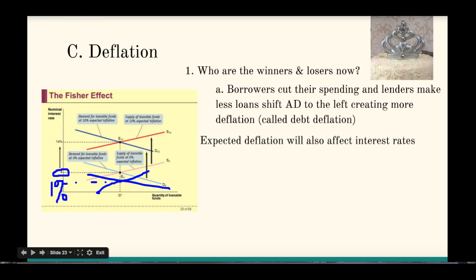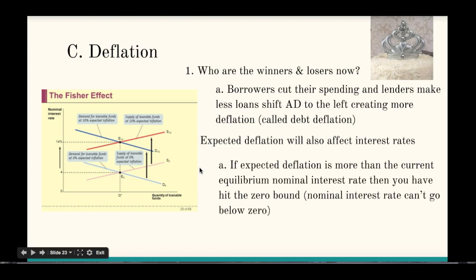Now we have a problem, because when deflation is more than the nominal interest rate, you've hit what we call the zero bound. The zero bound is this idea that we can't have interest rates go below 0%. We can't have a negative interest rate. That makes no sense. What does that mean? That a lender is going to give out a loan and also give out interest on that loan to the person they are lending it to? That makes no sense. So the zero bound is basically the lowest interest rate that you can charge. Because of expected deflation, that's the lowest you can go.